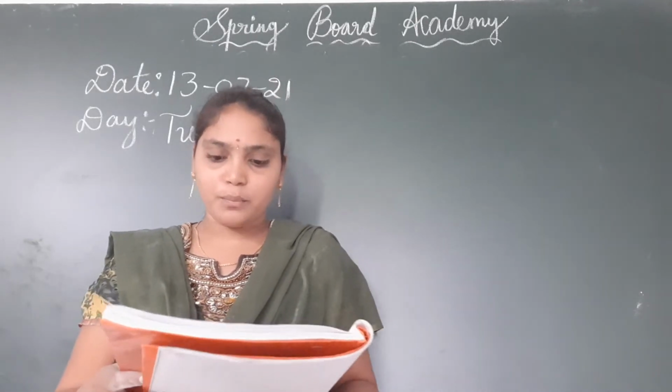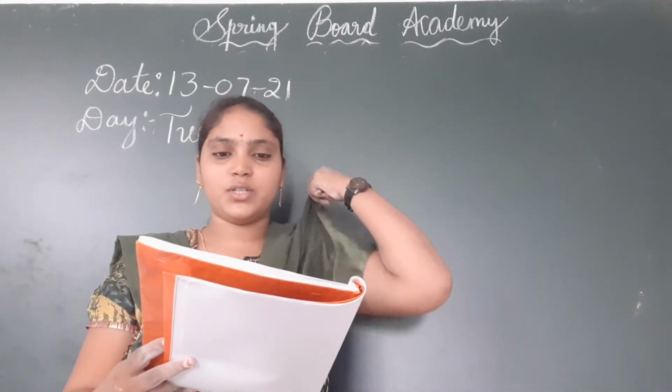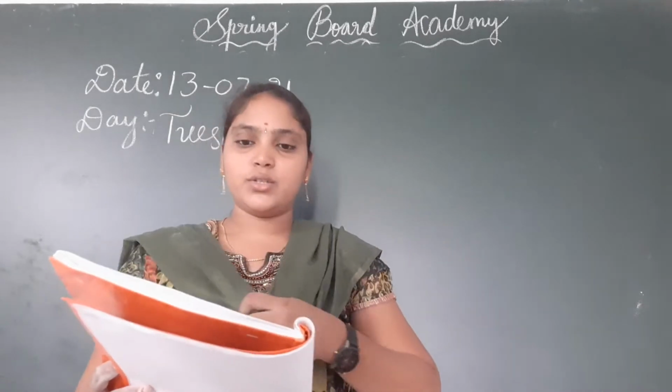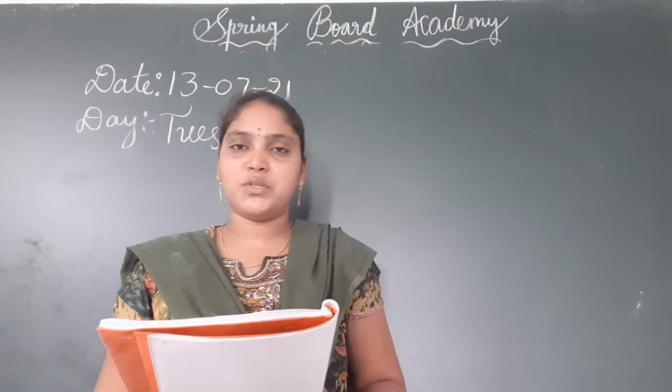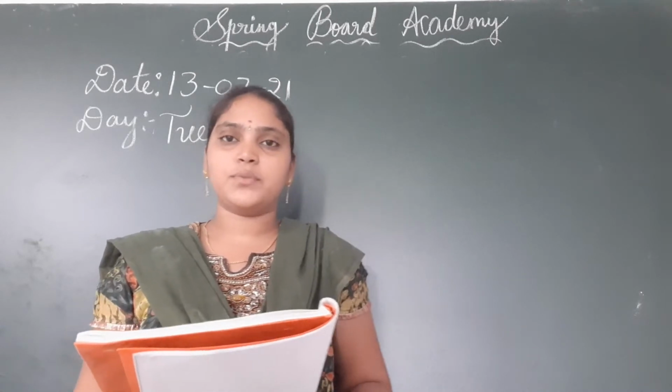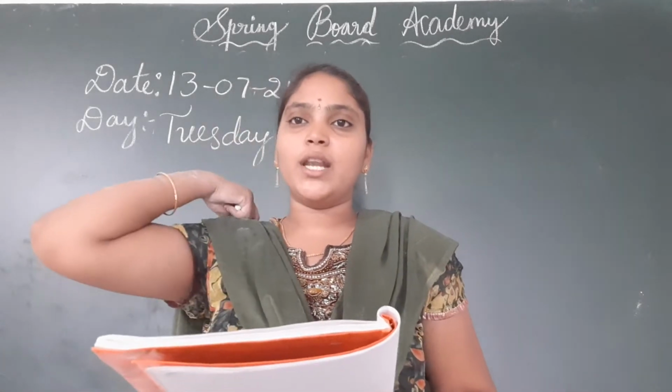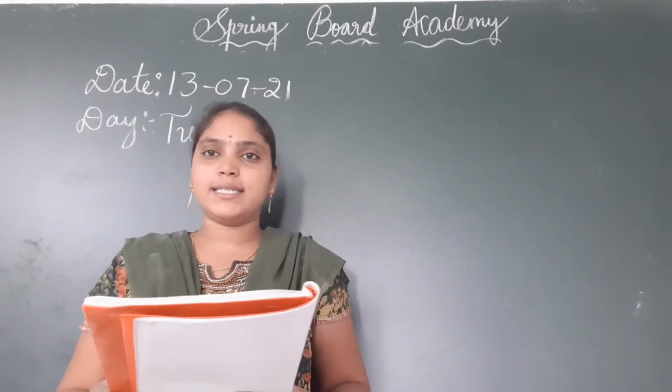So now everyone open your book page number 17, children. Okay, open page number 17. So first read the title of the chapter, children: Lines and Shapes. In this chapter we are going to learn about lines and shapes.